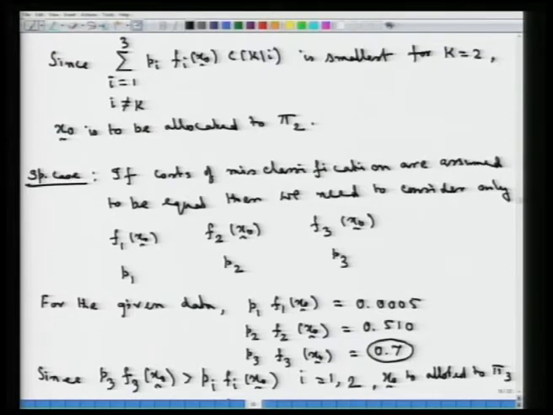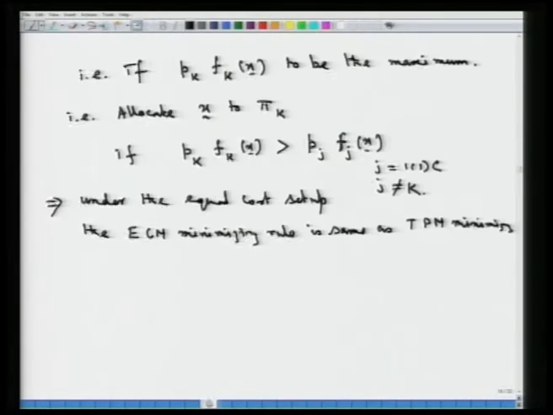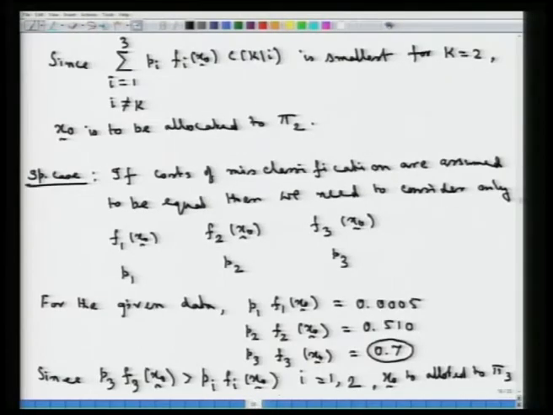So, this is in line with what the theory had suggested, that we are going to allocate an observation x to pi k if this quantity on the left hand side is greater than all the c minus 1 quantities on the right hand side. That is what was happening here: this is the highest among all three, and hence x naught, the new observation, is allotted to the third population, which is pi 3. Now, depending on the problem, the implementation of the theory can be simple, it can be difficult also.